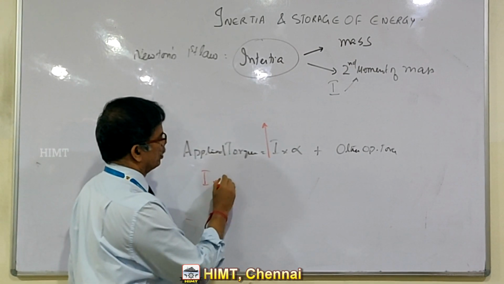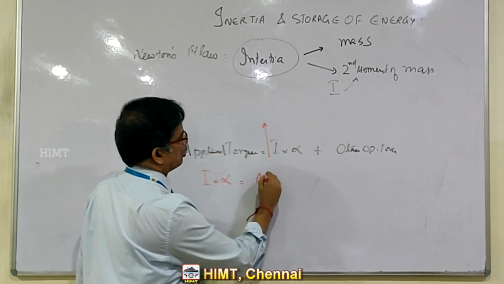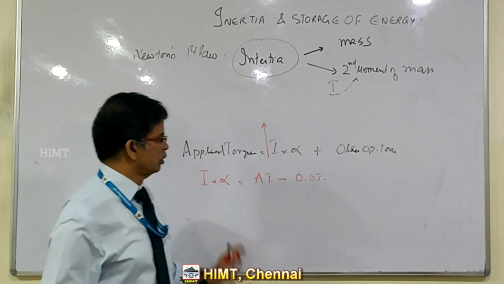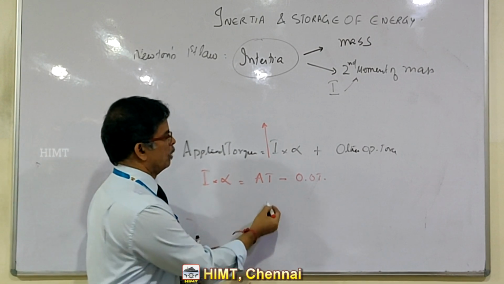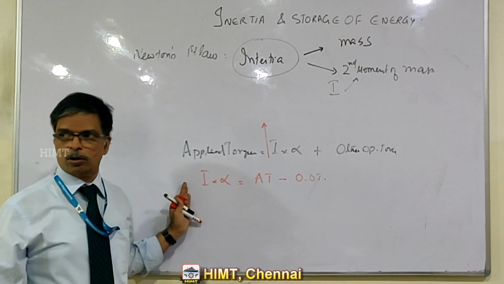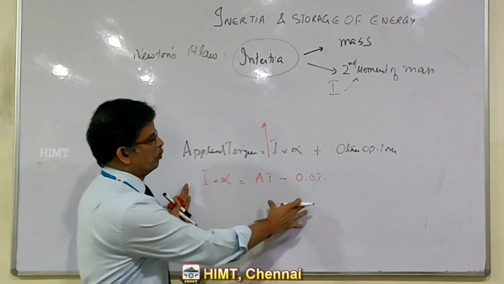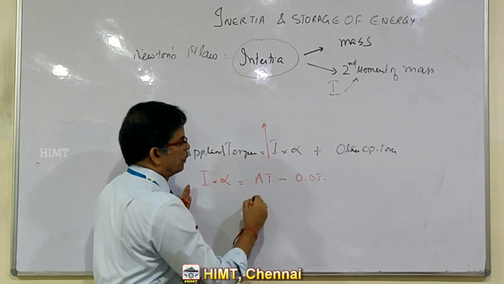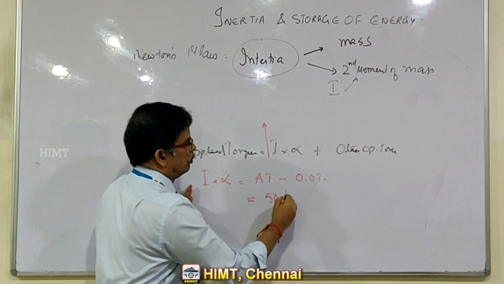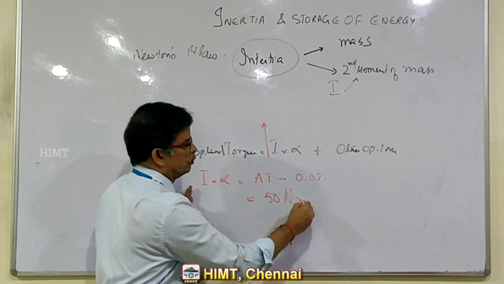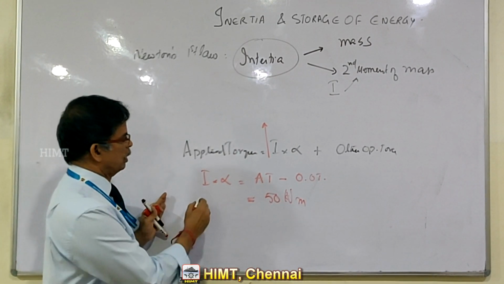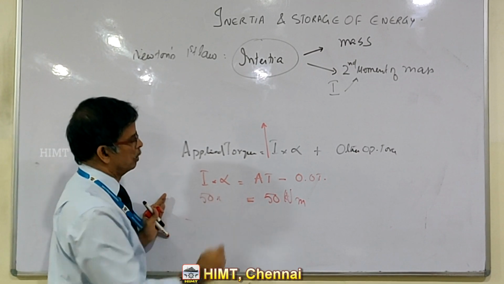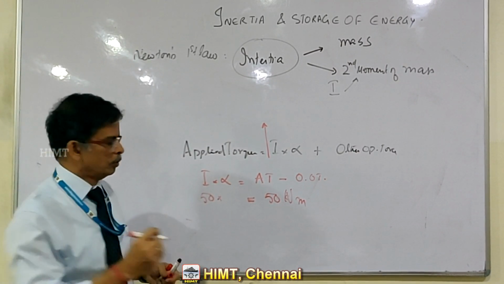I into alpha will be equal to applied torque minus other opposing torques, like this. So this is a value. If this difference is large, this is also going to be large. But for any particular value of this, if I take a difference in torque value of 50 Newton meter, then if I value is 50, how much will this be? This will be 1.